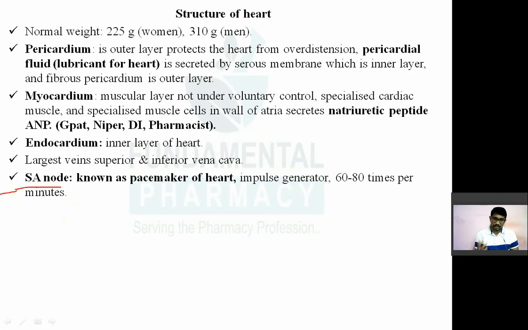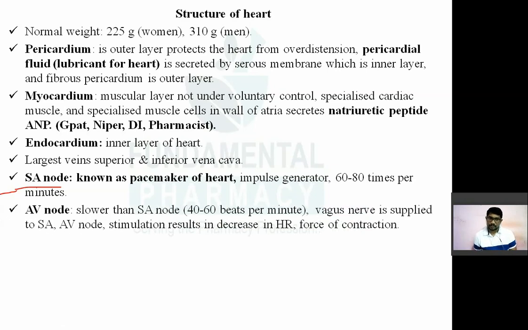The SA node will generate an impulse, and that impulse will be transmitted throughout the heart, and only then will your heart muscle contract. So the SA node is known as the pacemaker of the heart, and it generates impulses 60 to 80 times per minute. Remember, the pacemaker of your heart is the SA node. Then there is another node known as the AV node, meaning atrioventricular node.